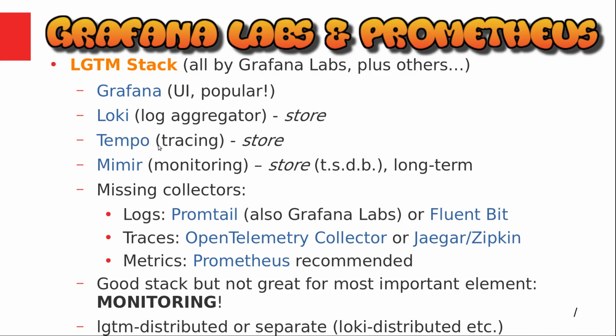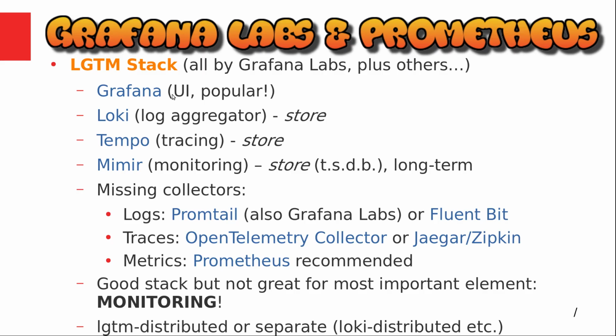You've got Tempo. The T is a clue. It's for tracing. It's for storing traces. And you've got Mimir. Again, the clue is the first letter M, monitoring. Mimir monitoring, Loki log, Tempo tracing. Mimir monitoring. Again, it's a store. By the way, monitoring stores in general are also known as time series databases, right? And Mimir is also for storing long-term metrics. That's what it's famous for. This will become clear later on.